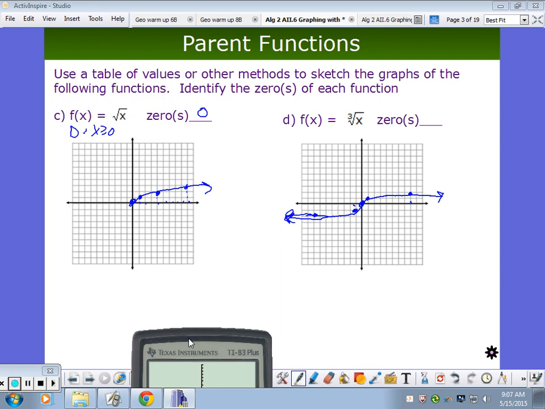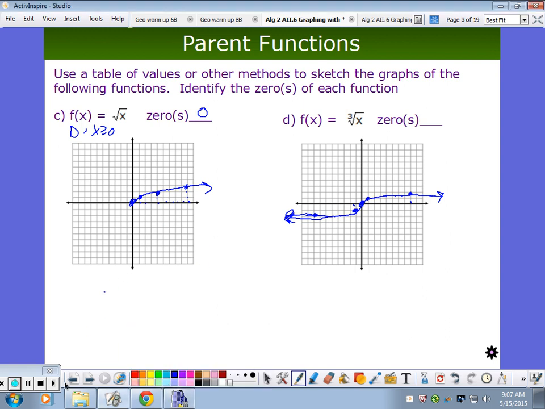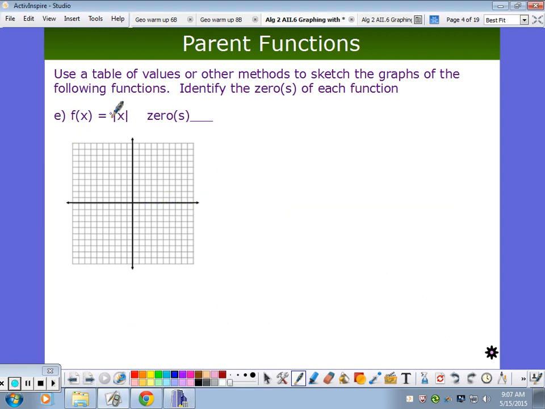Okay, parent function. Look at one more parent function, which is, what is that thing? Absolute value. Absolute value of x. All right, let's put in some points. So the absolute value of 0, 0. Absolute value of 1, 1. Absolute value of 2, 2. So on this side, it looks a lot like y equals x, doesn't it? I'm trying to find my points here.